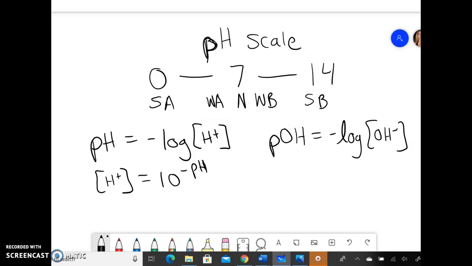If you can't, it's okay. Just go over this for now and just use these equations when you do the progress check. Same thing with here. If we rearrange this one, the concentration of hydroxide is equal to 10 to the negative pOH.